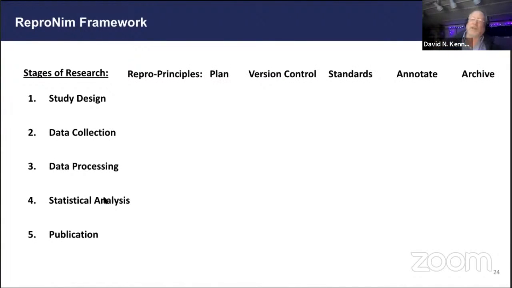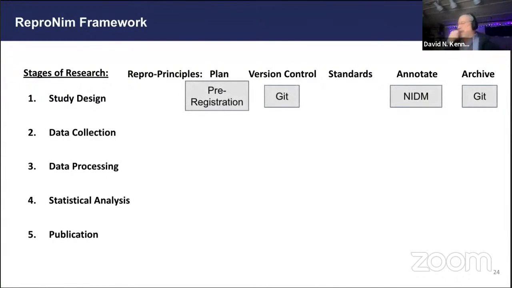The principles that we try to apply to each of these stages include proper planning, proper version control, use of standards, annotation, and archival. And so in each of the different stages, we at ReproNim and the community as a whole have a number of different tools and resources that are available to assist in promoting the reproducible execution of each of these different stages.